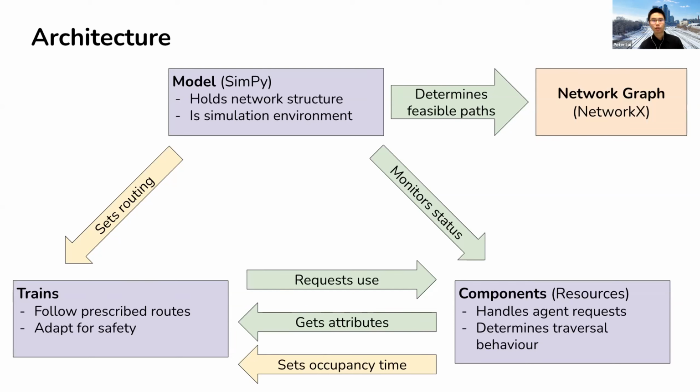Trains follow a sequence of routes, and at each route segment, they ask the component to use or occupy it, and the component decides how long to hold the train. This process basically repeats throughout the timeline of the simulation.